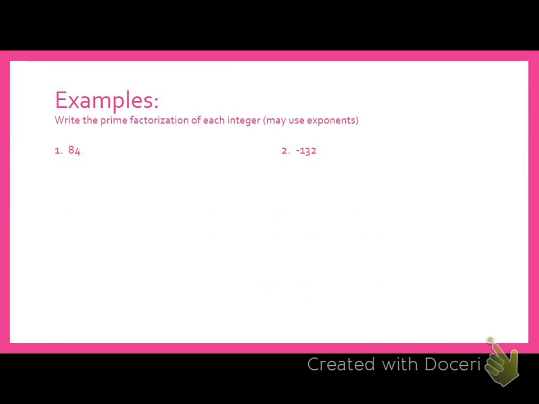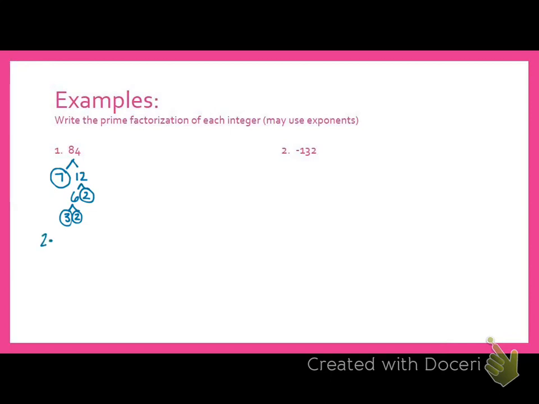So first of all, write the prime factorization of each integer. You may use exponents here. So that means we're going to do a factor tree. So what times what is 84? 7 and 12. Good job, Justin. What and what is 12? 6 and 2. And? 3 and 2.